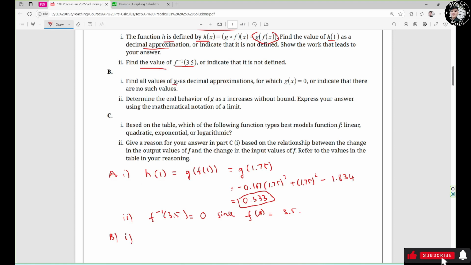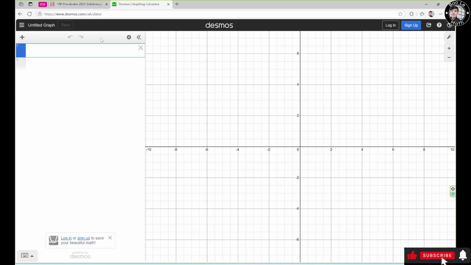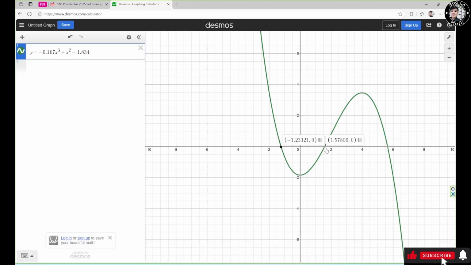Find all values of s as a decimal approximation with g of s equals 0. Alright, so g of s equals 0 is the same thing as finding the zeros of this function, right? So we'll bring up the decimals. Alright, so we have 3 zeros right here. The first zero is going to be this guy, the second zero right here, and the third zero right here, right? So we just copy these 3 zeros.